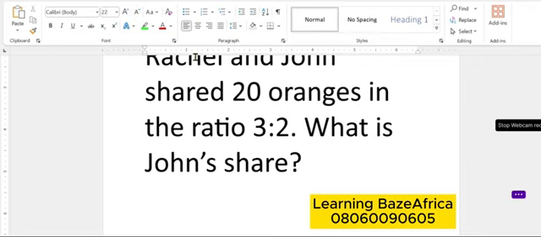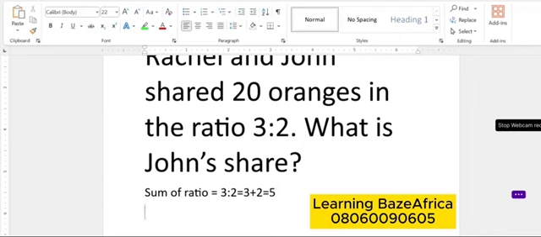Okay, is to find the sum of ratio. So the sum of ratio means add up the 3 is to 2. Add them up together. So that will be 3 plus 2. And 3 plus 2 is equal to 5.